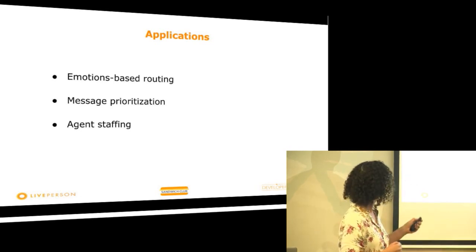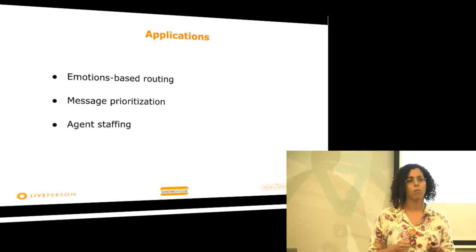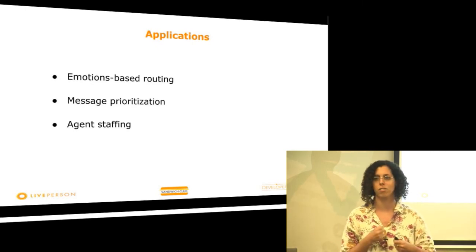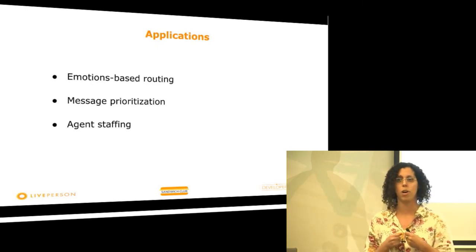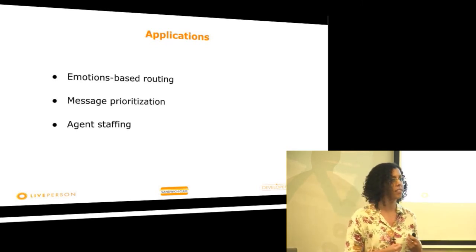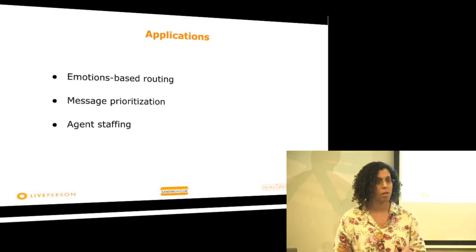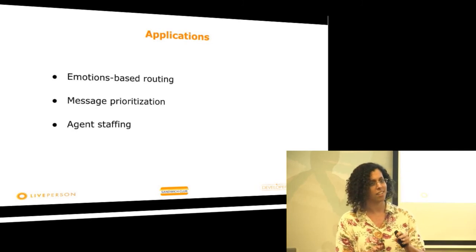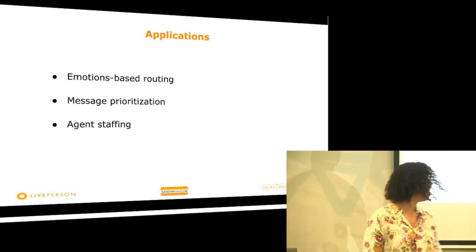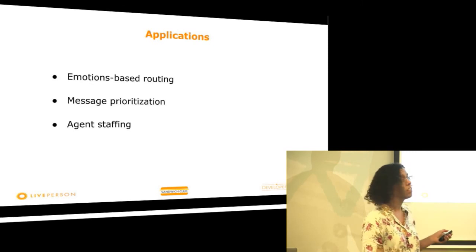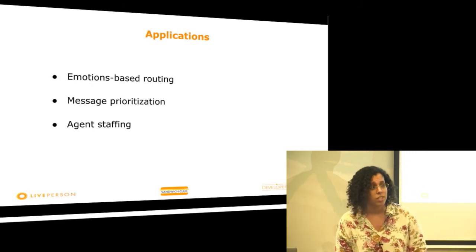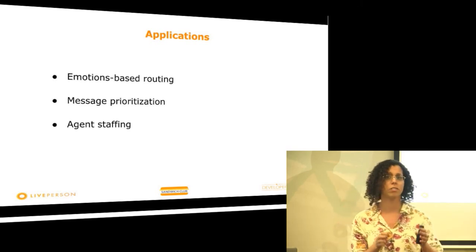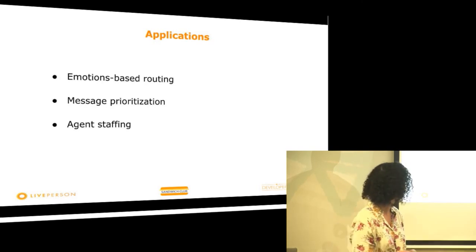First is when we think about routing. We know that it takes time for agents to get back to their stride after handling someone who is difficult, and we can take this into consideration when we do routing. Maybe if an agent just had a really hard call, we should give him an easier one next. Also for prioritization, agents deal with a lot of messages. Maybe we should spread out the hard messages. Don't give an agent all of the hard messages at once.